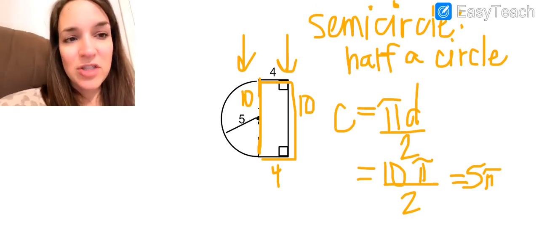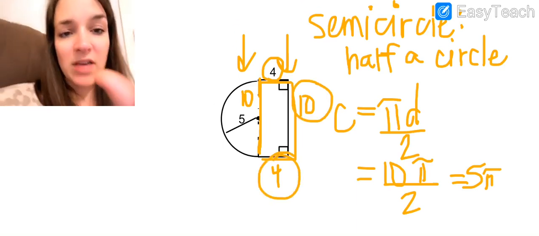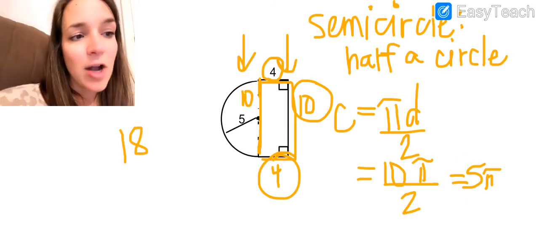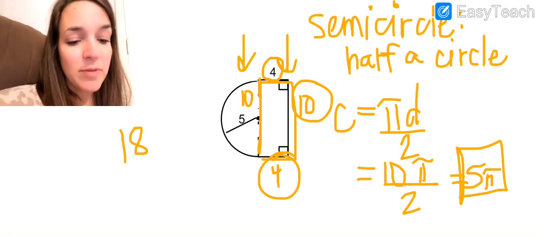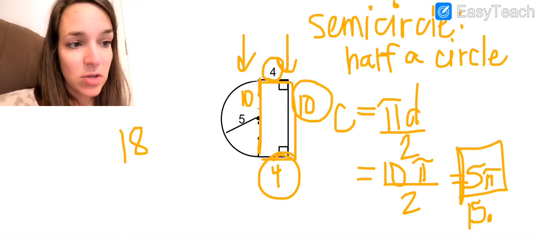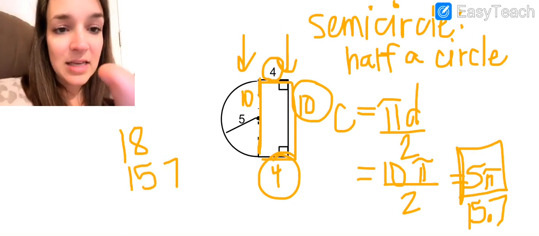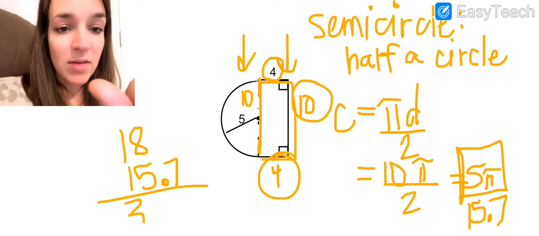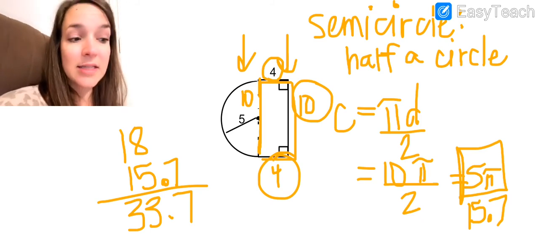Okay, so we are just looking at adding, for the rectangle portion of this figure, the 4, the 10, and the 4, which would give me 18. Now I'm going to jump back over here real quick to this 5 pi, and I'm going to go ahead and multiply that, which would end up giving me 15.7 approximately. So that's rounded a little bit, okay? So then when I add that to my 18, that should end up giving me 33.7 units.